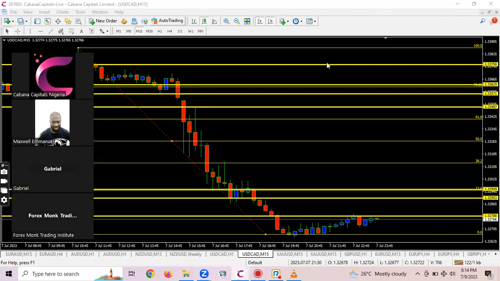Yes, sir. That's my take. If the candle closes above this level, I would buy USD CAD. I will risk maybe 20-30 pips on this move. And if it gets to this zone, I have my setup to sell. I would sell from that zone.